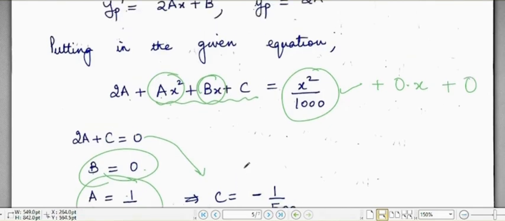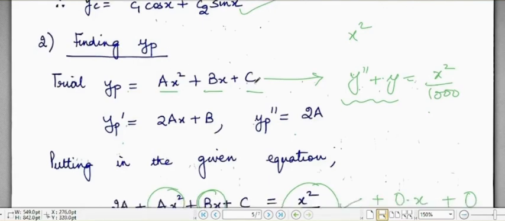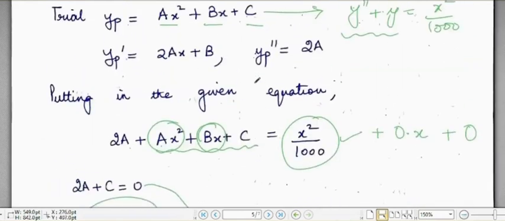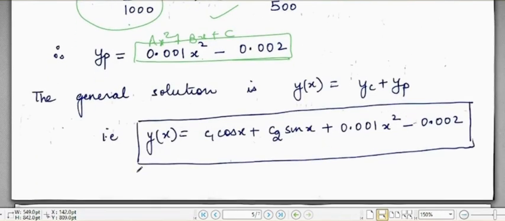Once you know a, b, c, this was your trial yp, ax square plus bx plus c, you just put it here. That means yp was ax square plus bx plus c. The value of a has turned out to be 1 upon 1000, so that's this. b has turned out to be 0, so I did not write it here, and c has turned out to be minus 1 by 500. So that means this is your final trial yp after obtaining the undetermined coefficients, and hence the final answer is y of x equal to yc plus yp.